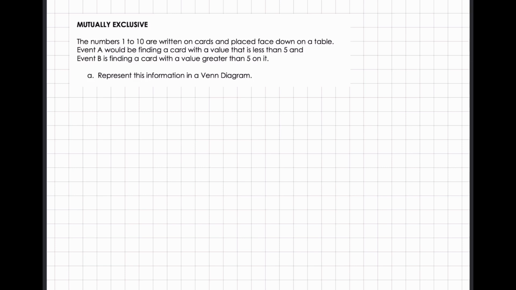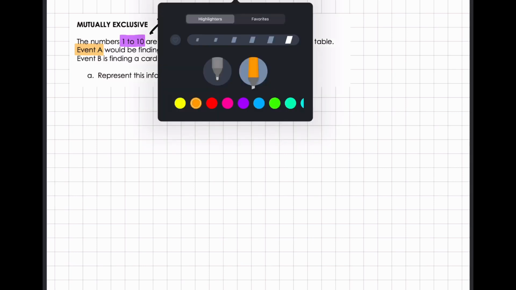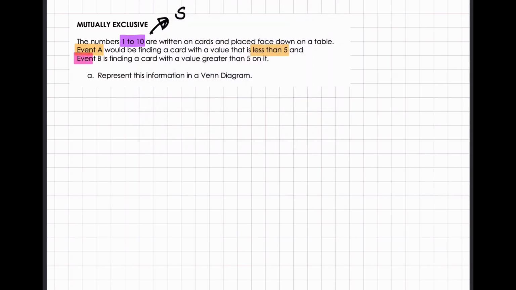If we look at the examples, we have the numbers 1 to 10 written on cards and placed face down on a table. Event A would be finding a card with a value that is less than 5. So we have the numbers 1 to 10, so that would be our sample space. Then we have two events occurring. The first event is a number less than 5. And the next event that's occurring is event B, which is a number greater than 5. It says represent this information in a Venn diagram.